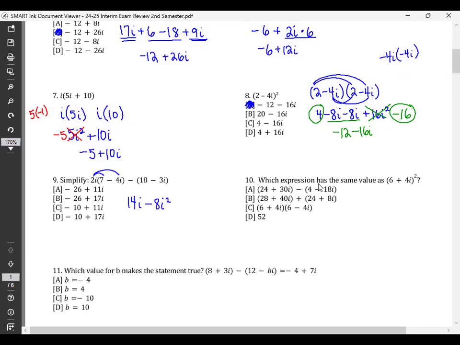And then same as before with that subtraction problem, let's distribute the negative. You know, put a 1 here. You're really just multiplying by -1. That's going to change that to -18 plus 3i. And then combine like terms after.